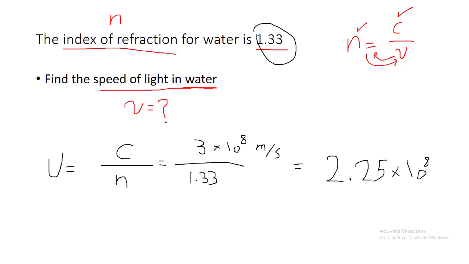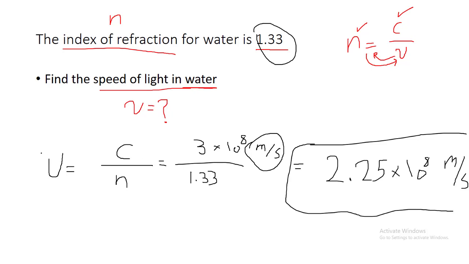And what will be the unit? Meters per second divided by no unit, you get meters per second again, because the denominator doesn't play a role, only the numerator plays a role, and the numerator is meters per second. And that makes sense, because this quantity that we have here is speed, and speed is always meters per second. This is still the speed of light.